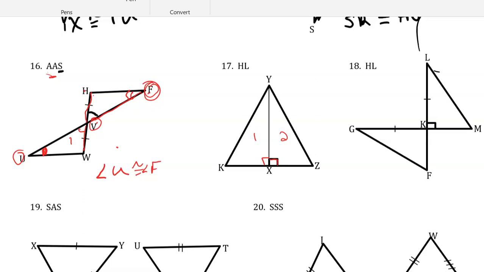The leg that we share is this one. So that's going to give us our leg. They each share this side. So what we need are the hypotenuses again. The sides opposite our right angles are the hypotenuses. Those must be congruent.